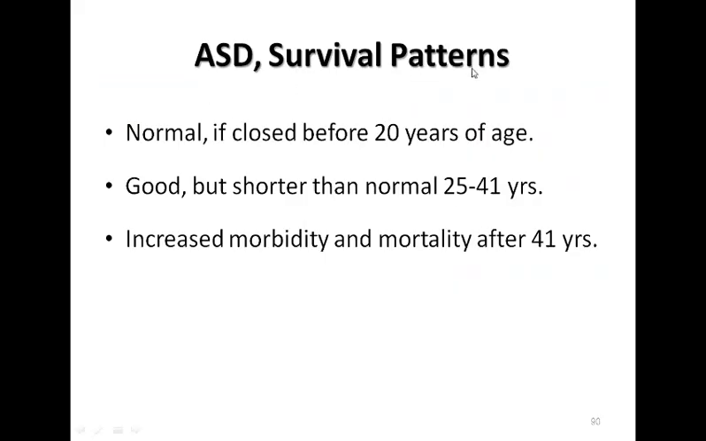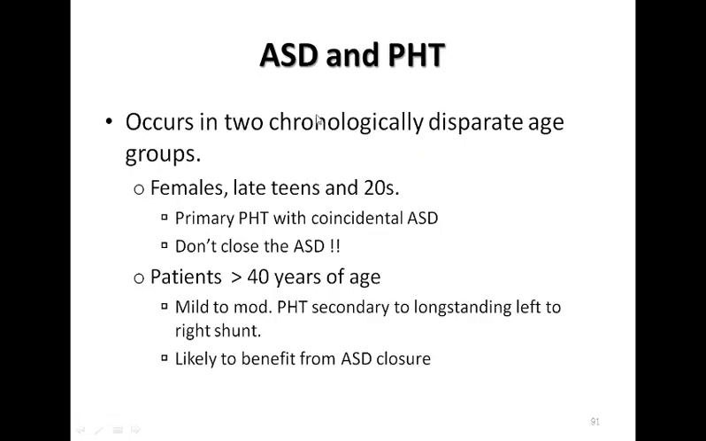So what is the survival pattern of atrial septal defect? Normal if closed before 20 years of age. If you close this defect between 25 to 45 years, there's a good prognosis. If the defect is closed after 45 years, increased mortality and morbidity can be seen. So the earlier the closure, the better.